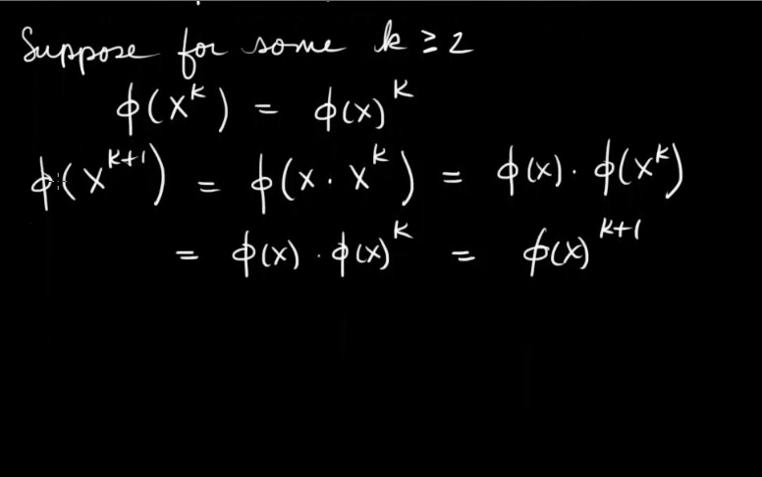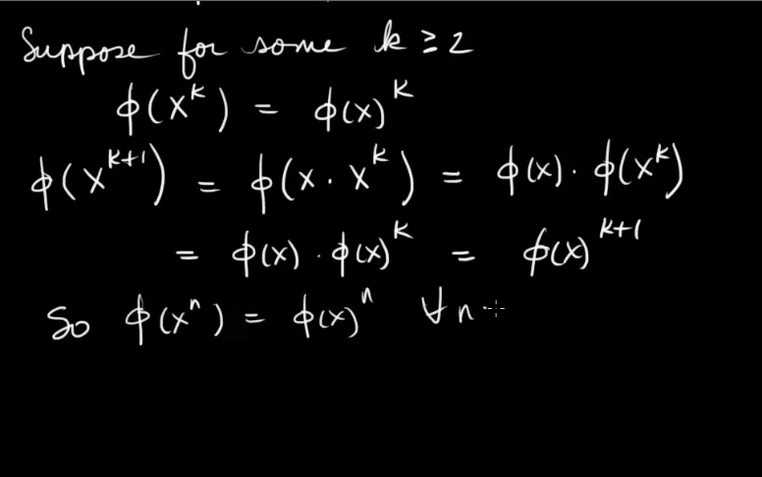So let me write that down. So phi of x to the n is equal to phi of x to the n for all n greater than or equal to 0. We proved that by induction.